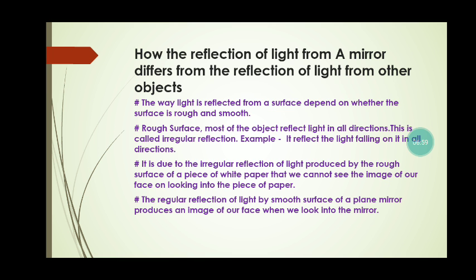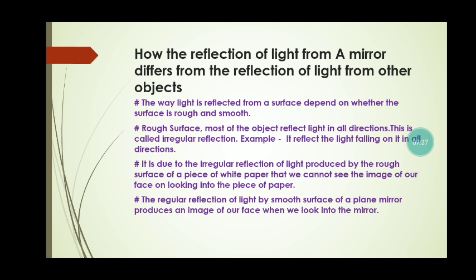So let's see how the reflection of light from a mirror is different from the reflection of light from other objects. What is the difference between light falling on a mirror and light falling on other objects? There are many differences. The way light is reflected from a surface depends on whether the surface is rough or smooth. So the rays of light depend on smoothness or roughness.